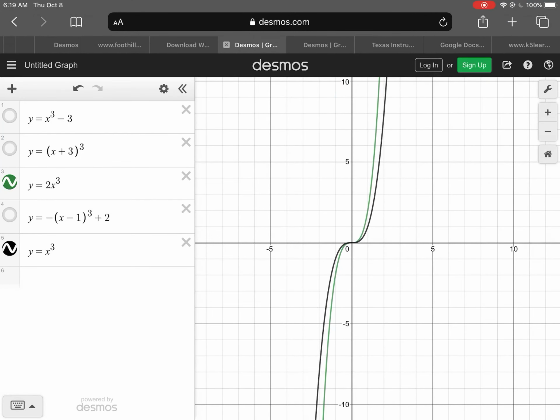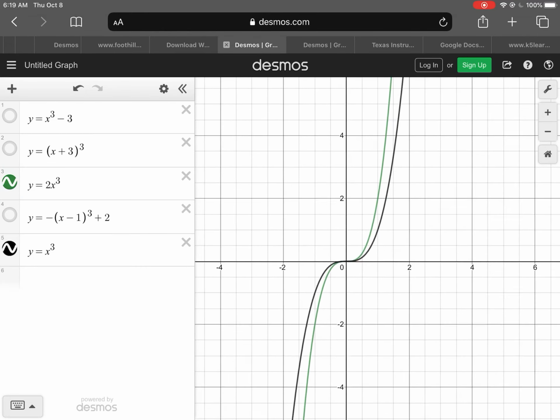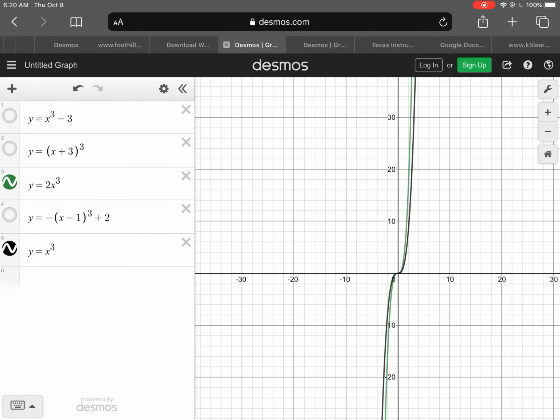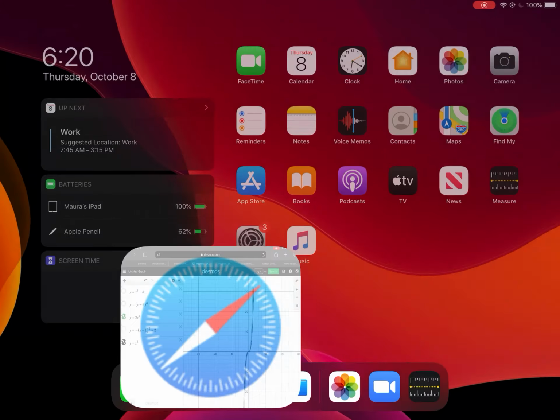All right, you can tell that the green one, which is the new one, is growing faster. That's what it does when it doubles the y values. That just means it's growing like twice as fast. And you could tell that that green one definitely grows faster.